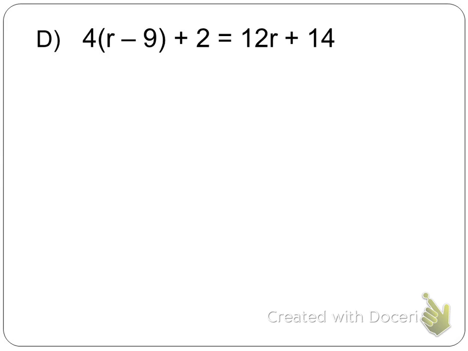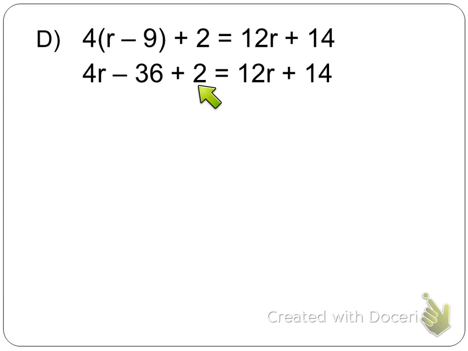What do you think we should do? First distribute the 4. Yeah, we have to distribute that 4. So I'm going to do 4 times r, that's 4r. And 4 times negative 9 is minus 36. Keep the plus 2. And then the right side didn't change.